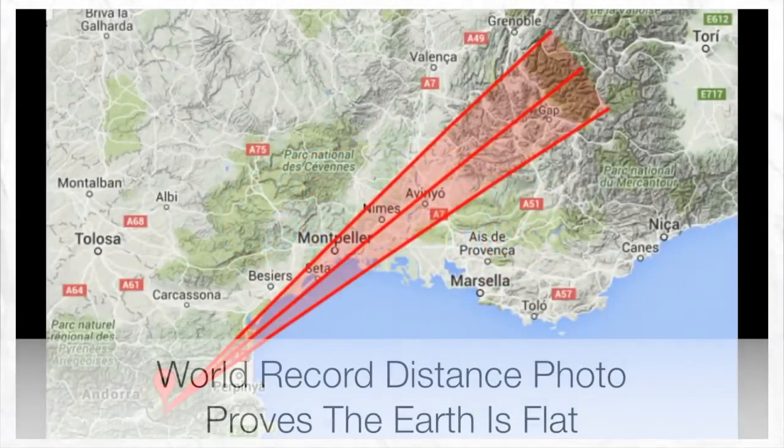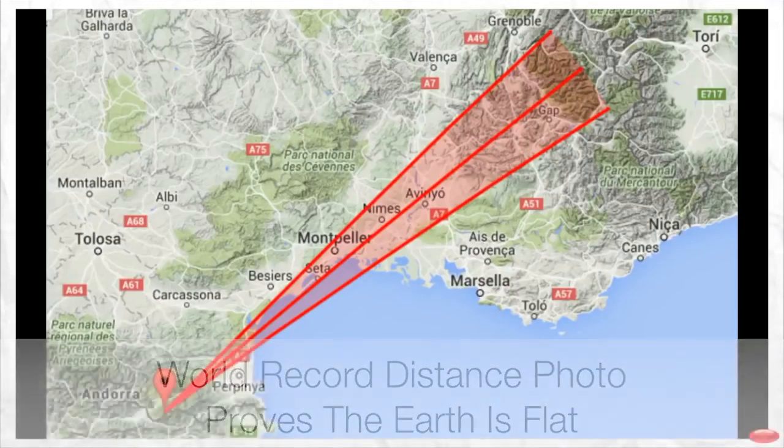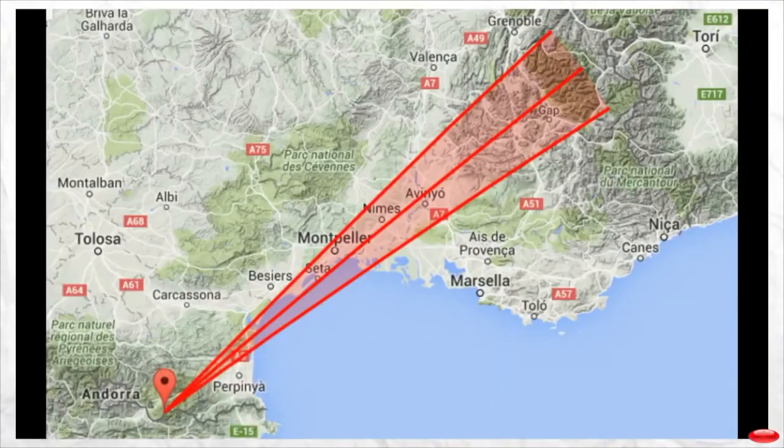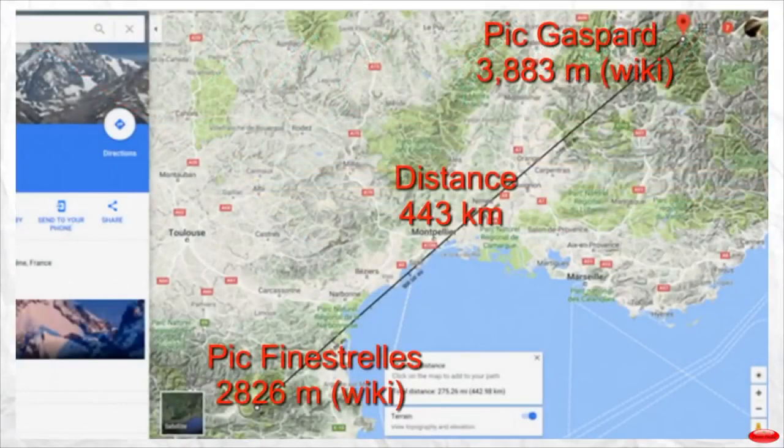This is a study of the current world record of distant landscape photography. It's taken in France from Pic Fenestrelle to Pic Gaspard. Total distance 443 kilometers. And here is the picture. Here is my screenshot of Google Maps showing the two mountains and the distance.